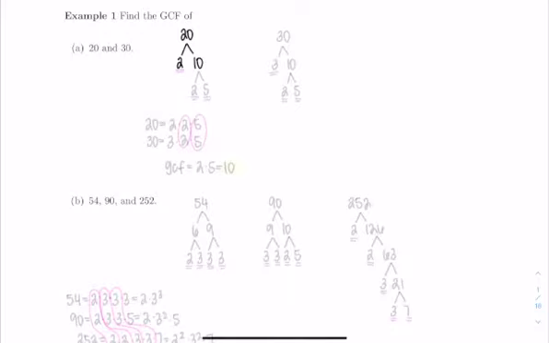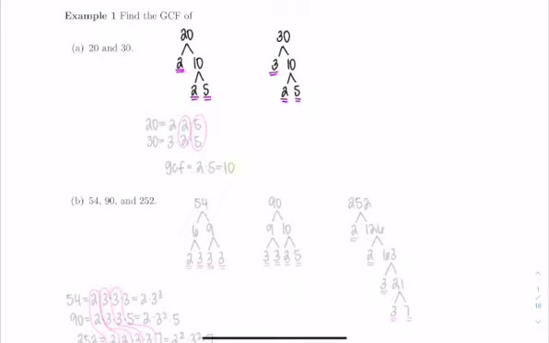And so 2 is prime. We can't break that down anymore, but we can break down 10, and we end up getting 2 times 5, and both of those are prime. Now we want to look at 30. We're going to break this down. This is 3 and 10. Well, 3 is prime, and 10 can be broken down into 2 and 5, which again, are both prime as well.